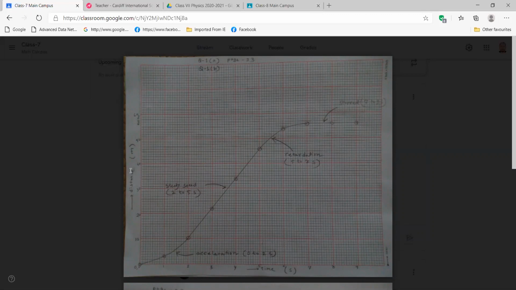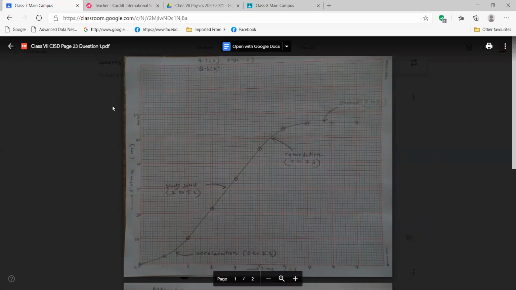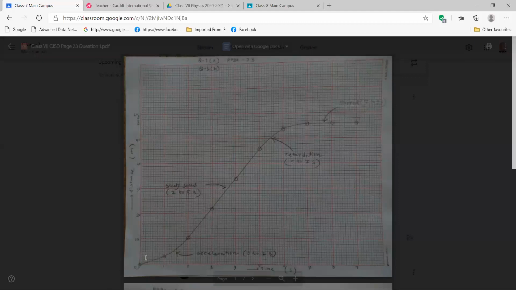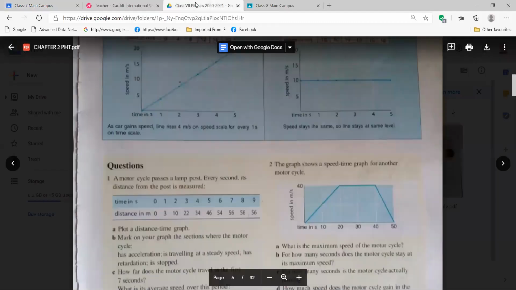So this graph paper after getting, I checked my reading. First, I checked my reading I have here for time and distance. I have the time from 0 to 9, right? Isn't it? And I have the distance from 0 to 56. So we can think this one as 0 to 60, right?